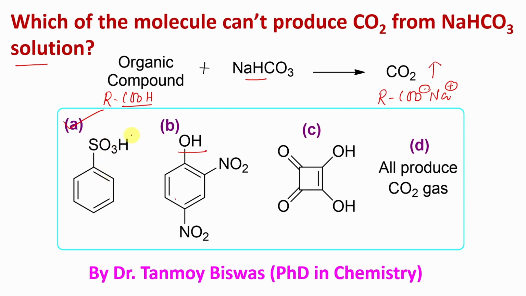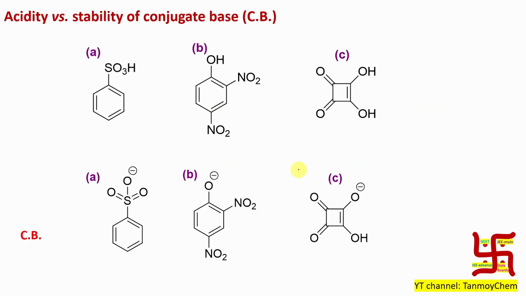Now for that purpose we need to look at the acidity of all these three molecules, and the thumb rule is that if you want to compare acidity, you need to focus on the stability of conjugate base. Means higher the stability of conjugate base, higher is the acidity. So what is conjugate base? If you remove the proton from this molecule, whatever negatively charged species remaining, that is called conjugate base. Now if this conjugate base is more stable, acid will be stronger.